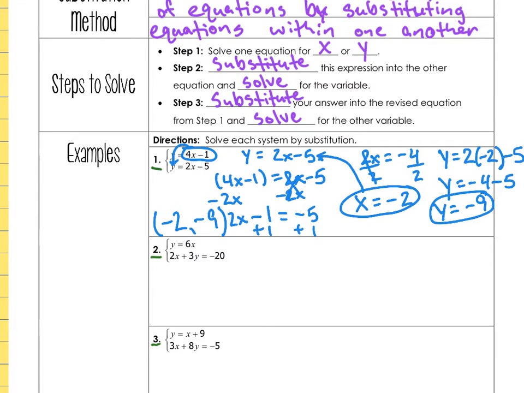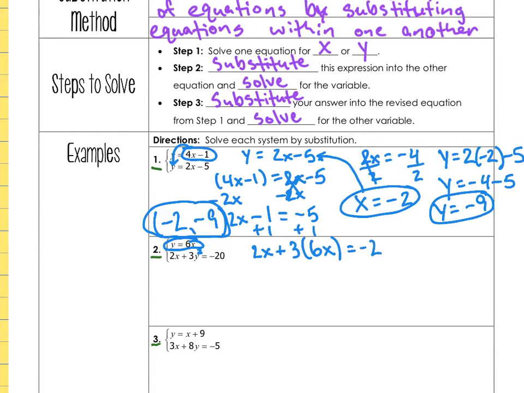Now I want to do the same exact thing for number 2. I'm actually going to redo this. The really nice thing about number 2, if I look at this, notice that we already have y by itself. Y equals 6x. We have to take this expression and plug it in for y down here. So let's go ahead and do that. Now, instead of having 2x plus 3y, I'm going to have 2x plus 3 times that y, which is 6x, because we're taking 6x and plugging it in for y.